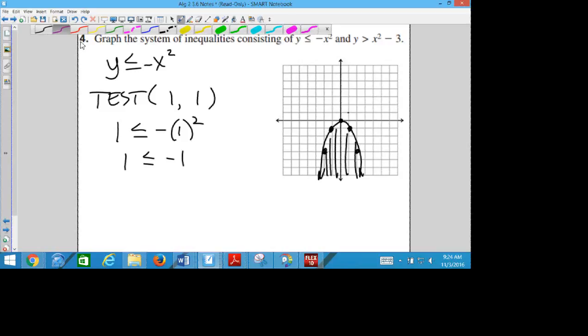For time purposes, I'm just going to do the other one real fast, and so you have it in your notes, but we've already practiced a bunch of these, and I want to get to the last example. So the other one is dashed, and it does get shaded up, so the solution is where they overlap here. As soon as you have that copied down, we're doing example 3.